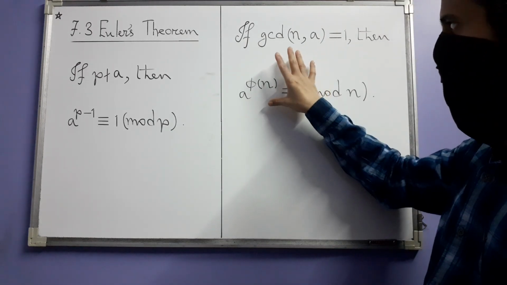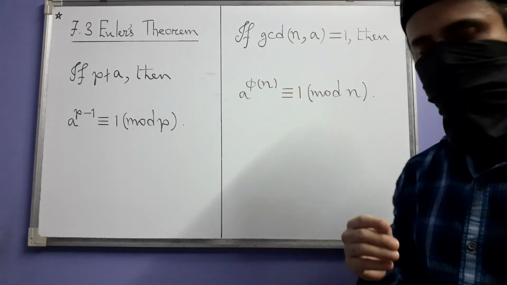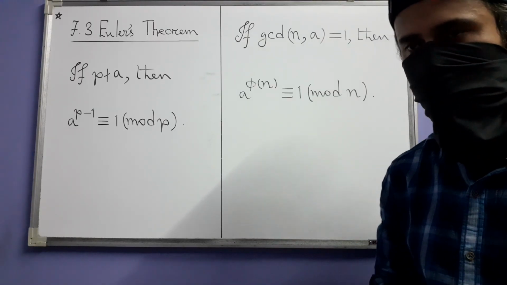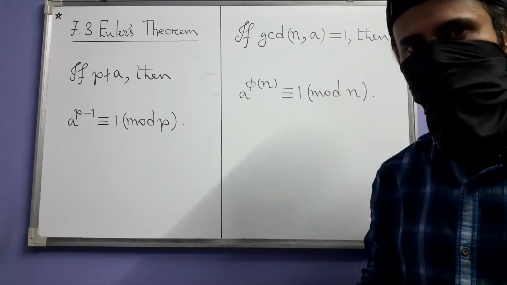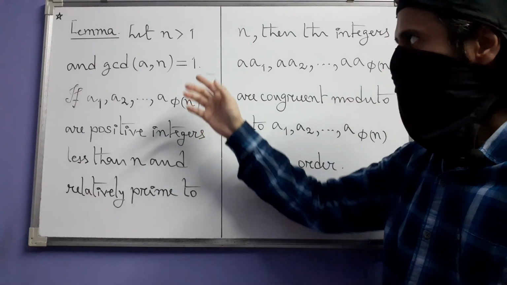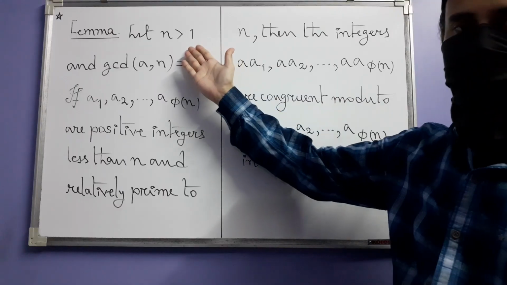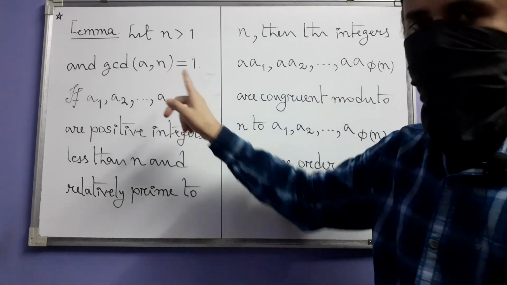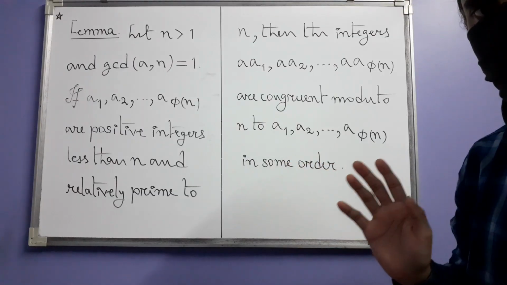Today we won't see the proof of this, rather we would see a lemma which is needed in its proof. We will see the proof in the next number theory video. And this is that lemma. Let n be an integer greater than 1 and let a be an integer relatively prime to n. That means the GCD of a and n is 1.